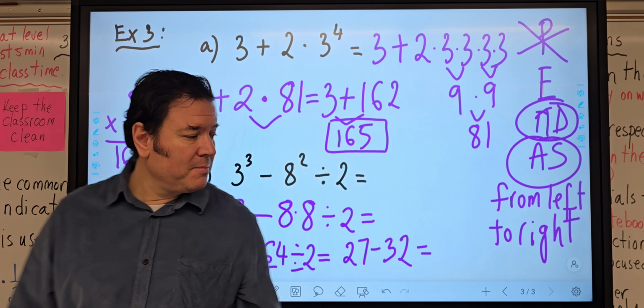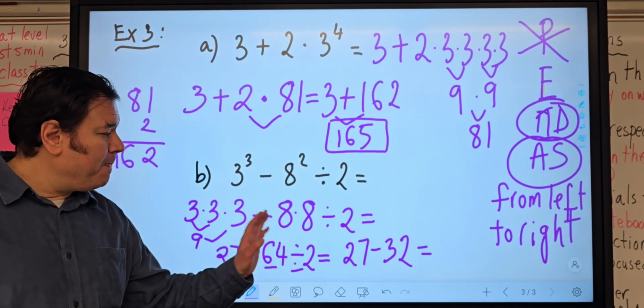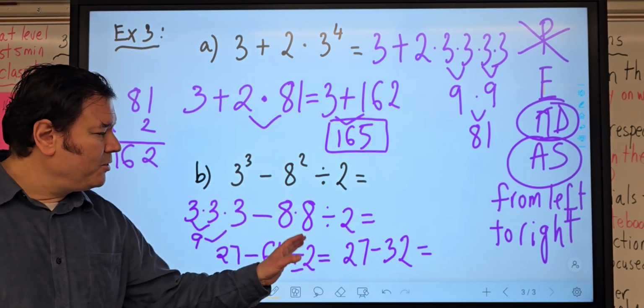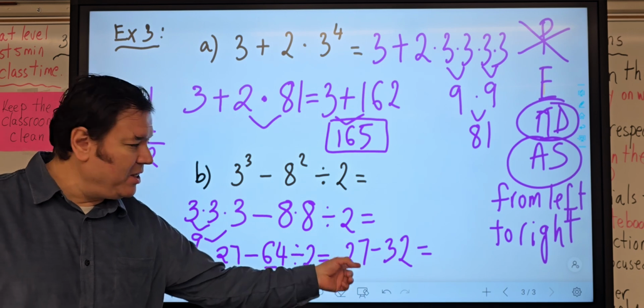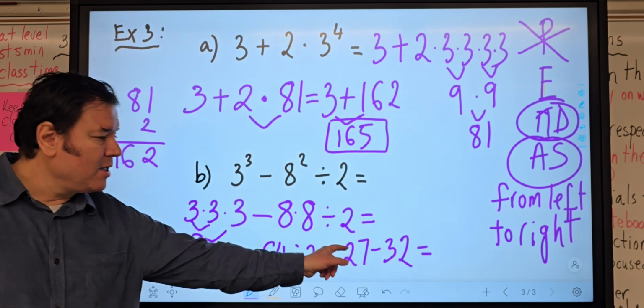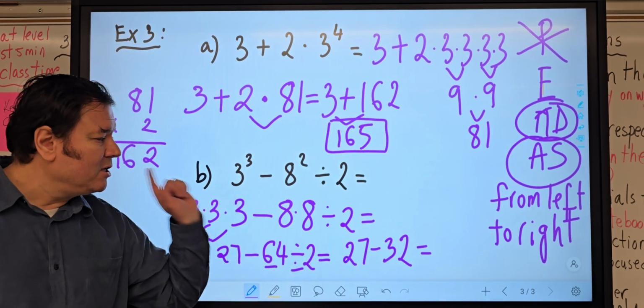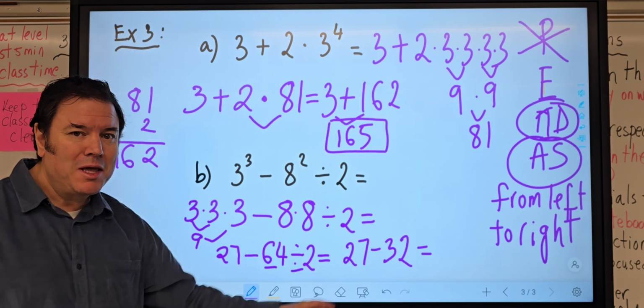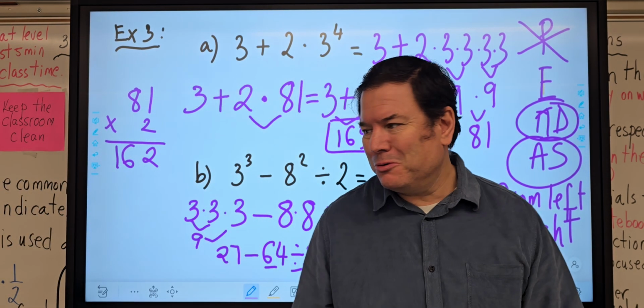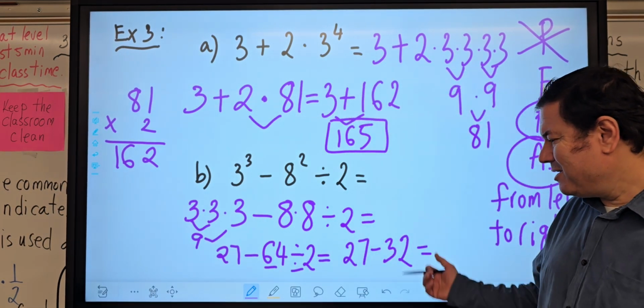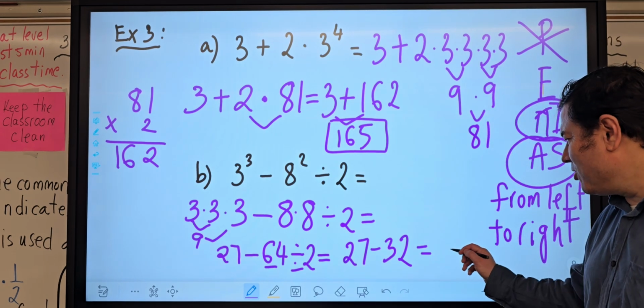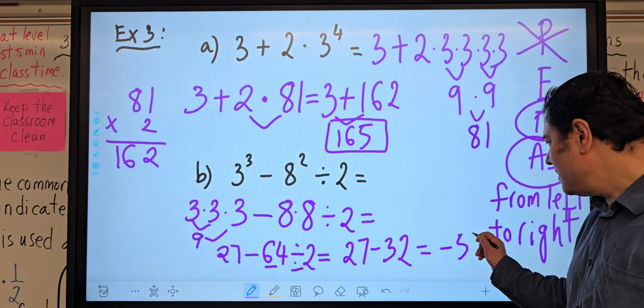Think about this. I owe you $32, right? The same thing. I owe you $32, but I'm only giving you back $27. How much money do I still owe you? And of course, I still owe you $5. So the final answer is -5.